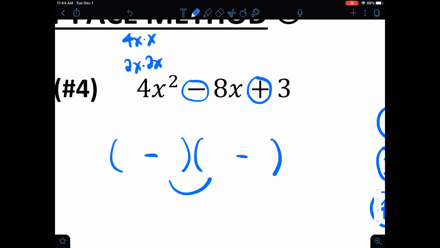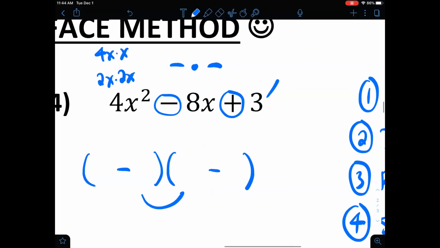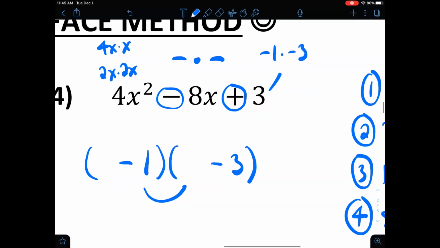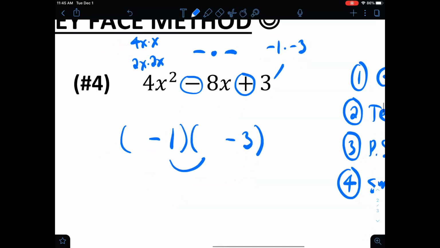So let's go ahead and do this here. This is going to be two negative numbers being multiplied together. That's the only way it's going to end up being positive 3, but ending up with a negative middle term. Now we need factors of positive 3 with 2 negatives. So negative 1 times negative 3 are the only factors. So we can just put negative 1 and 3 right here.